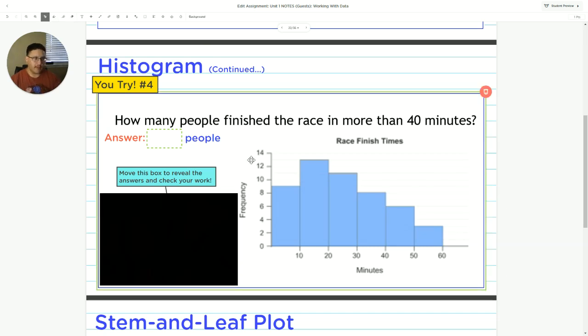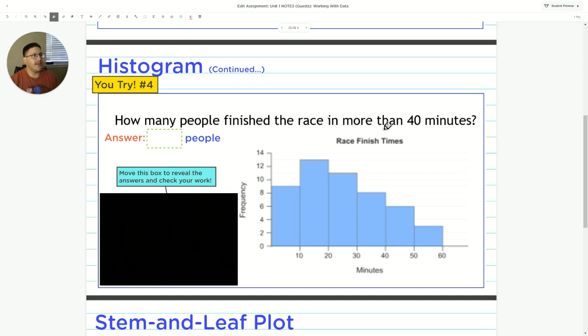At this moment, I would like for y'all to pause the video, try this on your own, label how much each bar has, and then determine which ones you include in your final answer. And then you can move the box to check to see if you did this correctly. So do that on your own. Otherwise, I'm going to continue on and show y'all how to do this.